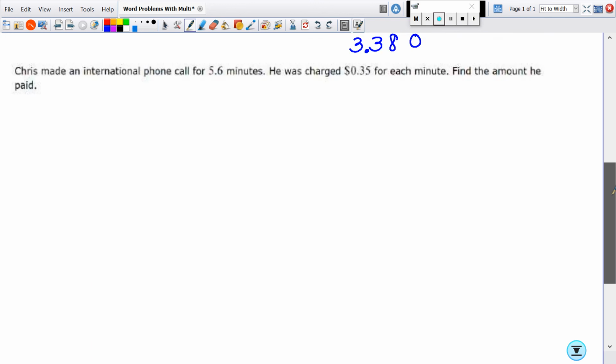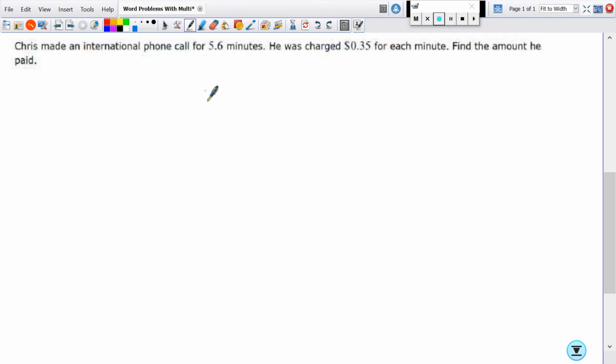Chris made an international phone call for 5.6 minutes. He was charged 35 cents for each minute. Find the amount he paid. So I'm going to look at the first number as being 56. You just take out the decimal, and that goes along the top. 35 goes on the side. Again, for now, you just take out the decimal.